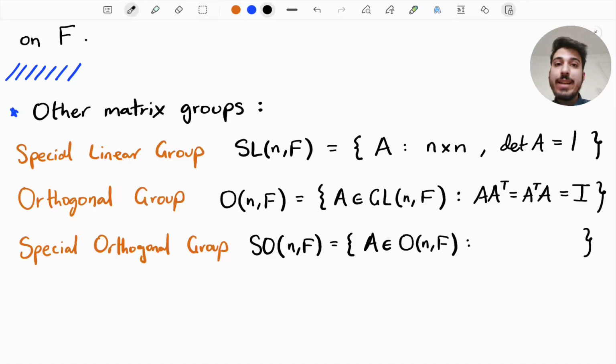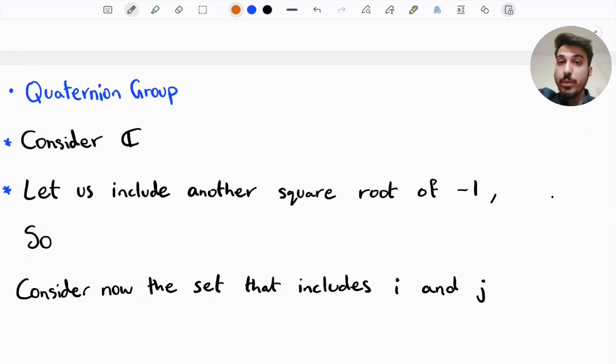The last one is the special orthogonal group, which, if you have guessed correctly, is the group of matrices which lie inside the orthogonal group already, but with the additional criteria that the determinant of A equals 1. And with that, we have completed the topic of matrix groups. Let us now move on to the subject of quaternion groups.